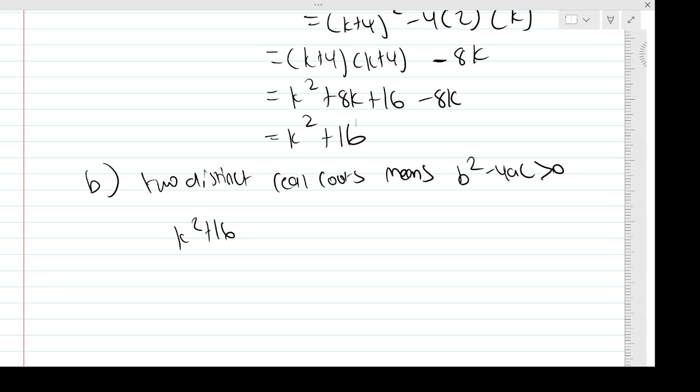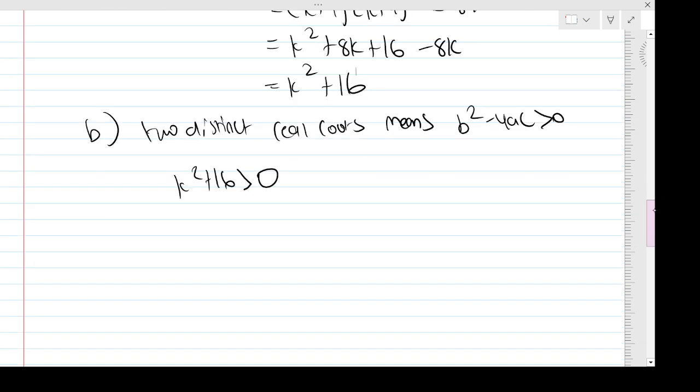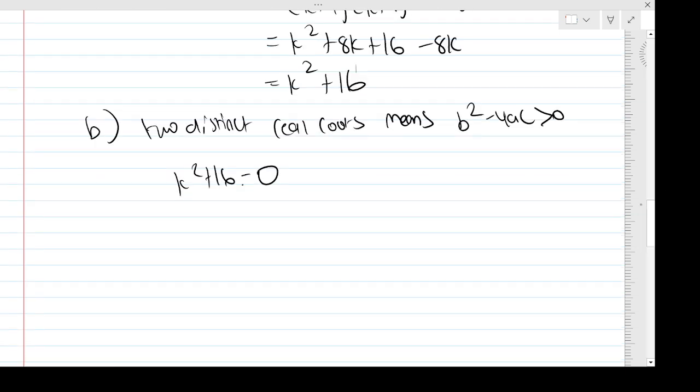Okay, but that's telling us in order to have two distinct real roots, this has to be greater than 0. But it's asking us to prove that. It's not asking us to solve it. It's asking us to prove that for any value of k. So we do not solve it here, because if we were to solve, say, equals 0, which we would do perhaps with an inequality, that would only get certain values of k, potentially.